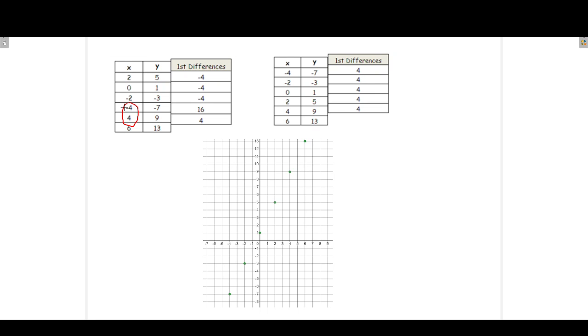The table of values doesn't have to be in order, but if we want to find these first differences and make sure that they're the same, we probably want to make sure that these are in order. So if we reorganize this table so that we're going in order from smallest to greatest, we can see that there's a constant change here. The x values are constantly going up by 2, and when we do that, the first differences are 4. If we were to graph that, we'd get a nice straight line here, indicating that this is a linear function.